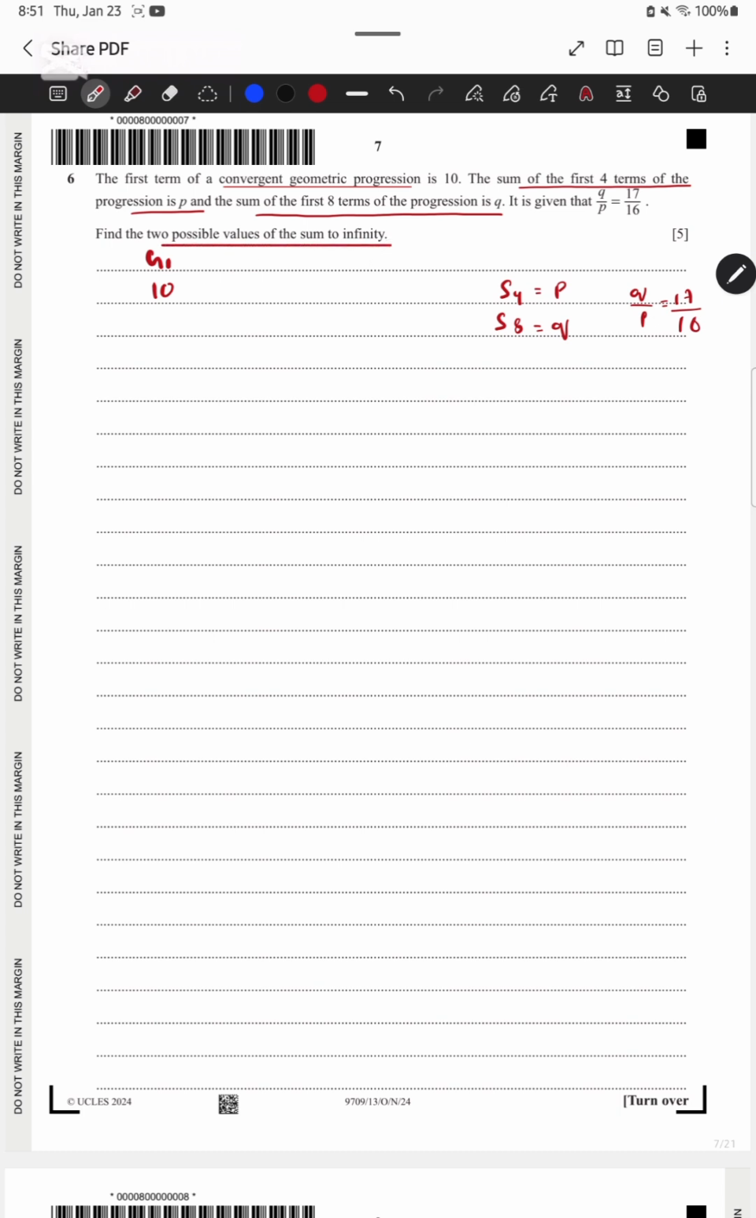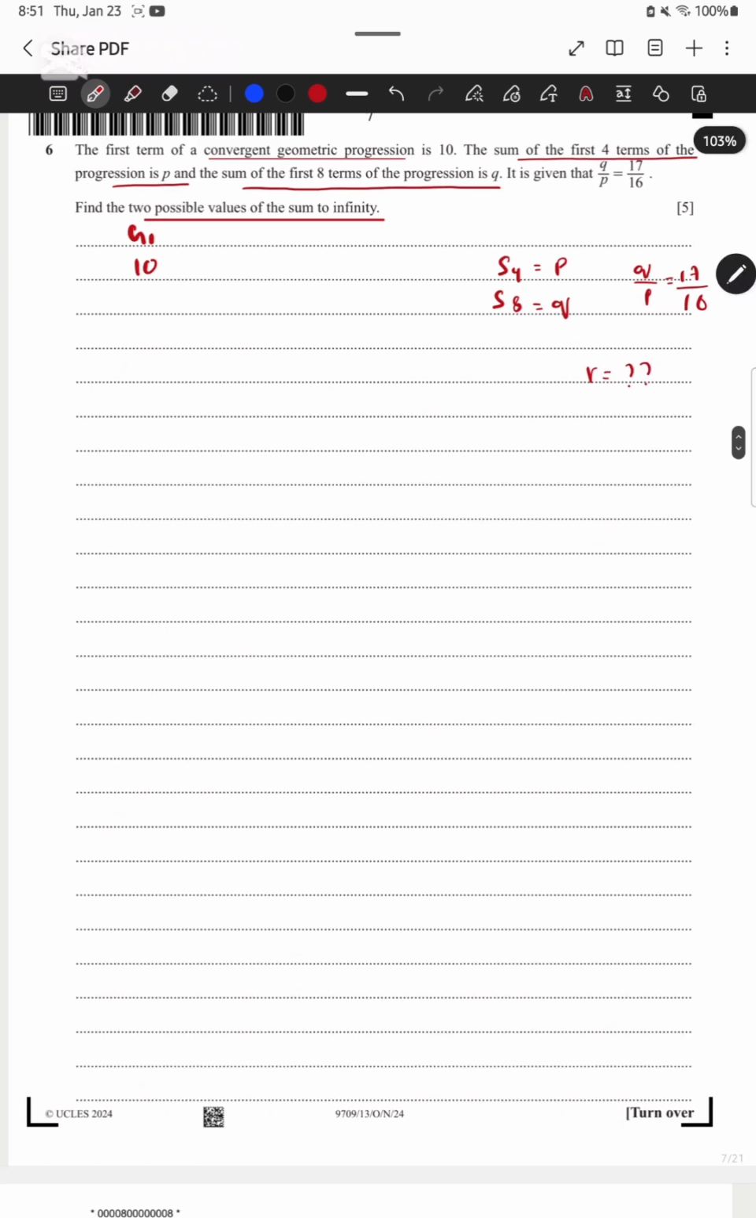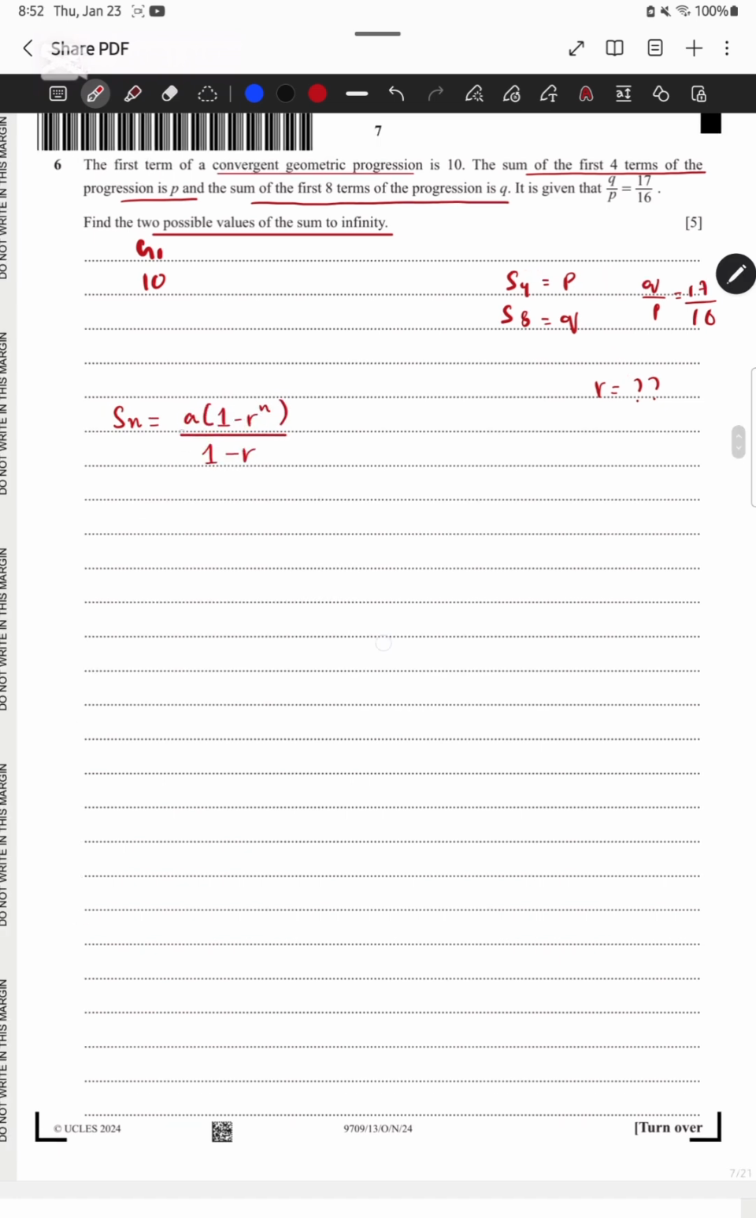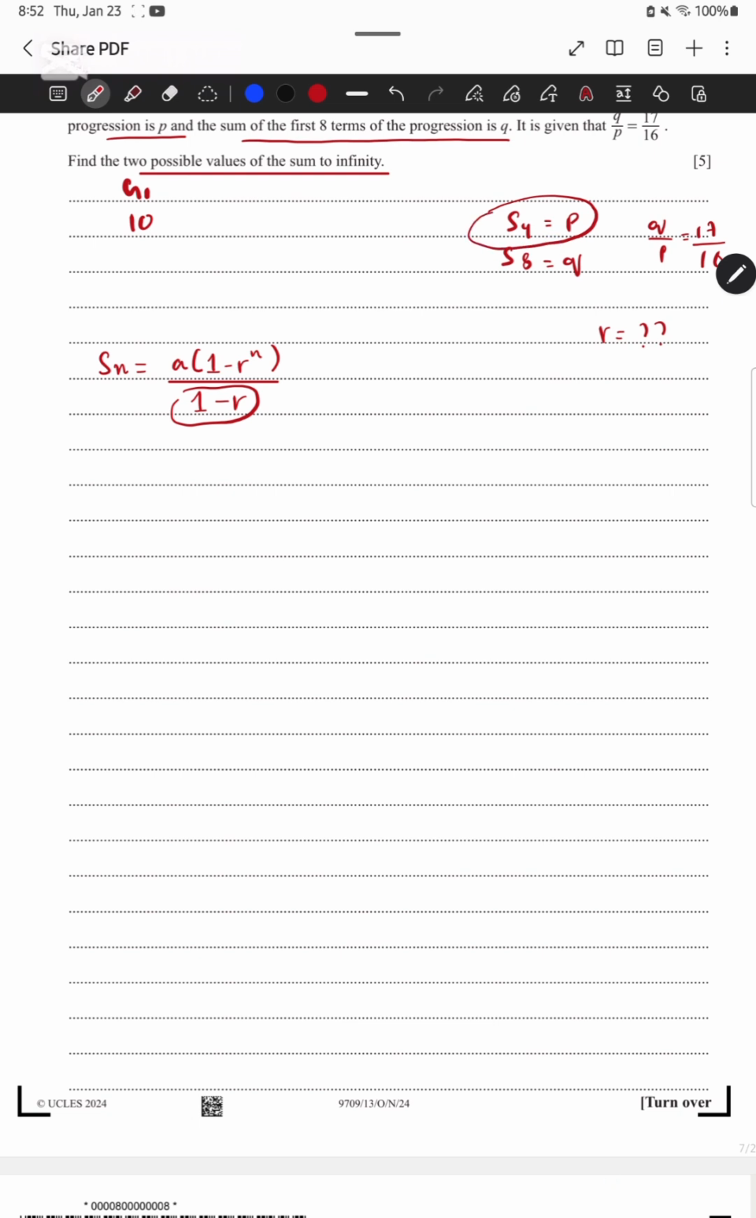Okay, so to find the sum to infinity, we need the value of r. Let's make our equations. The formula to find the sum of the terms is a(1 - r^n)/(1 - r). We are using this because for a convergent, infinite progression, our ratio must be between -1 and 1. If it's not between them, then we are doing it wrong. First, we're going to make an equation for p. p equals 10(1 - r^4)/(1 - r), since our first term is 10, we don't know r, and n is 4.